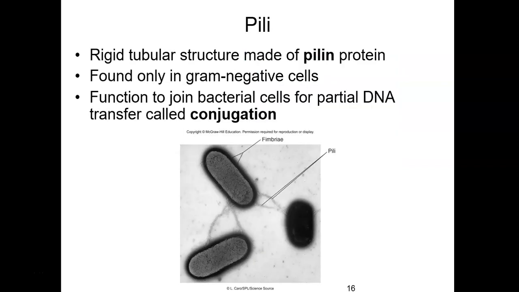We talked about the pili, which are these tubular structures found only in gram-negative cells, and we'll talk about what gram-negative means in a few. But they join cells together for that DNA transfer. We call that process conjugation, where the donor transfers its genetic material through these pili from a donor cell to a recipient cell.